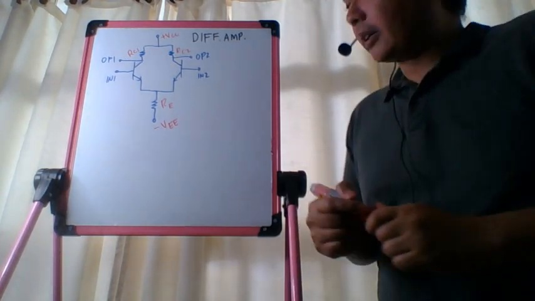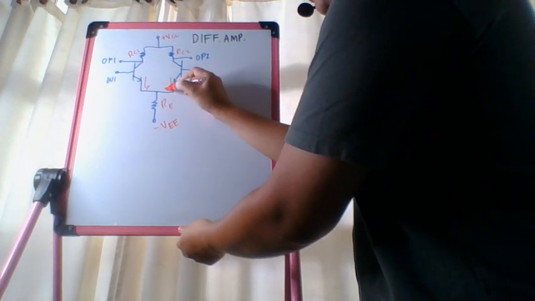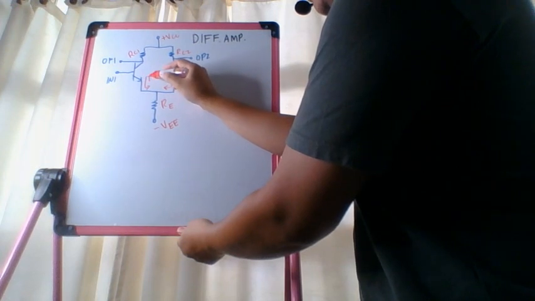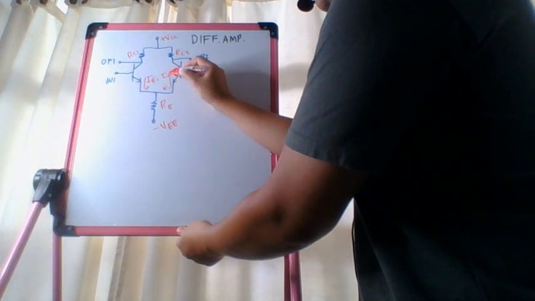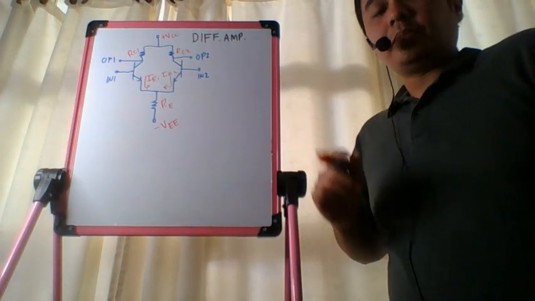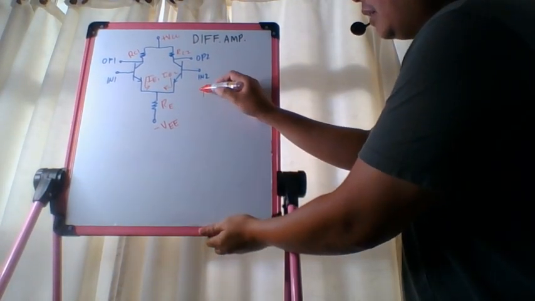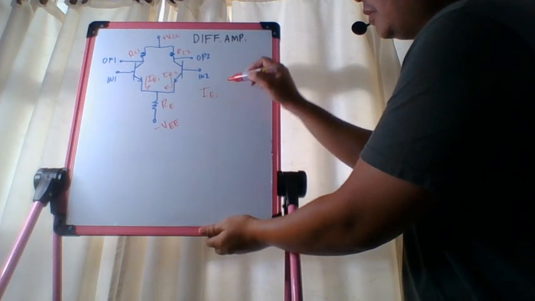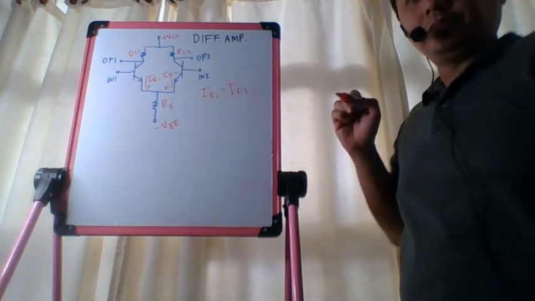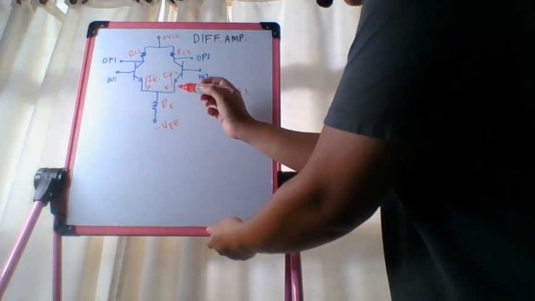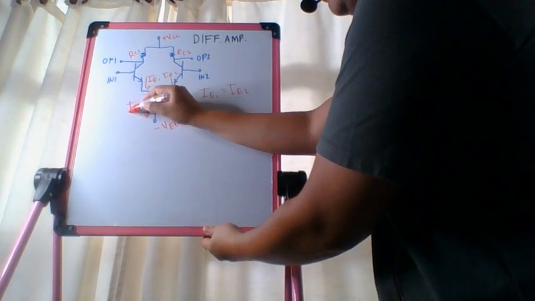And here are the currents. Okay, so let us call this IE1. Let us call this IE2. Assuming that both of the transistors are identical, IE1 is also equal to IE2. So we have also a current that passes through RE. So we can call that IRE.